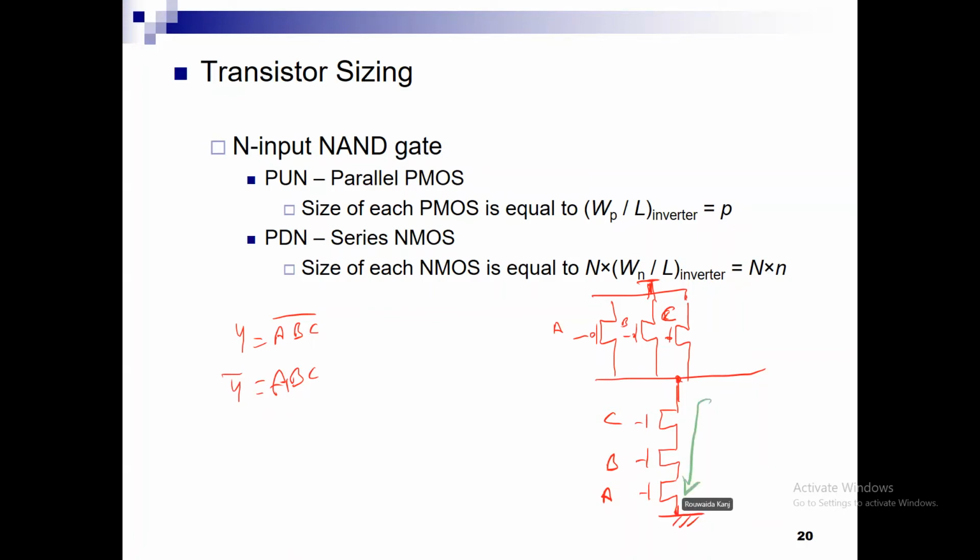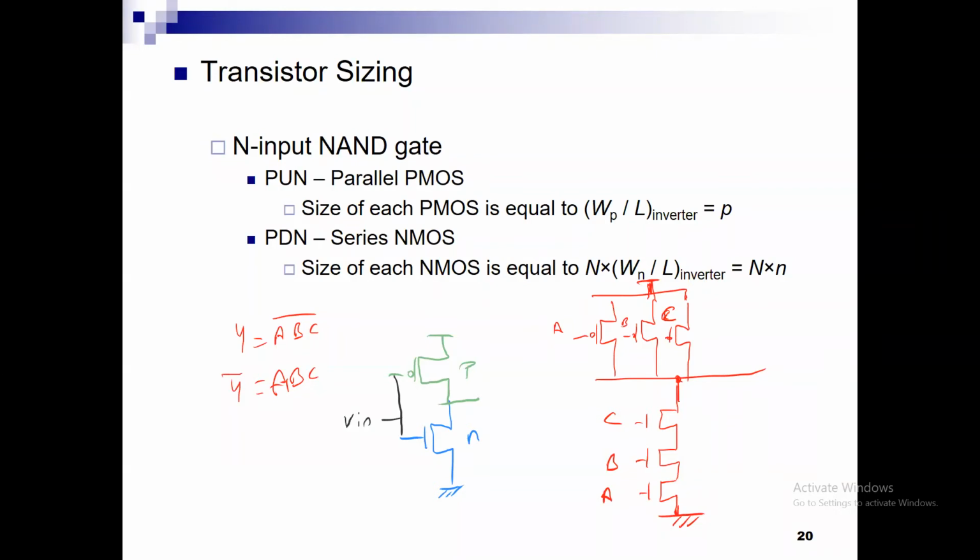So if I'm trying to size it to be equivalent to the CMOS inverter where the pull-up is sized P and the pull-down is sized N, this is the N and this pull-down is sized N. Okay, if this is size N, then if I want, let me just change the color of the network here, so that it is not like P.